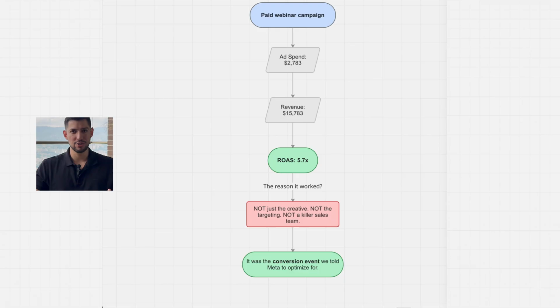And the reason half of those calls who showed up closed wasn't just because of the creative, right? It wasn't because of the targeting. We did not have a killer sales team. My client takes the calls himself. He is not a sales guy at all. So it wasn't any of that stuff. The reason that it worked was the conversion event that we were optimizing in our Meta campaigns.